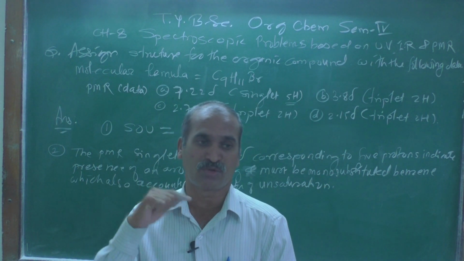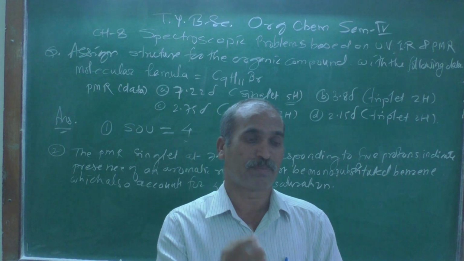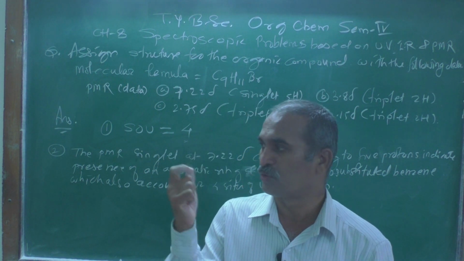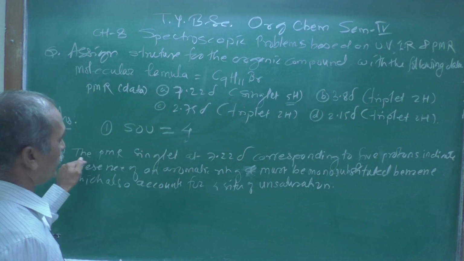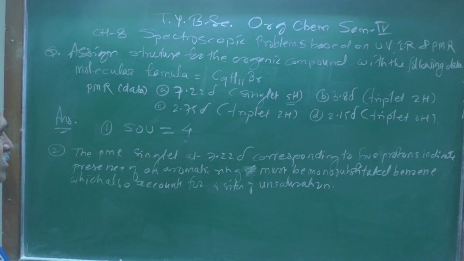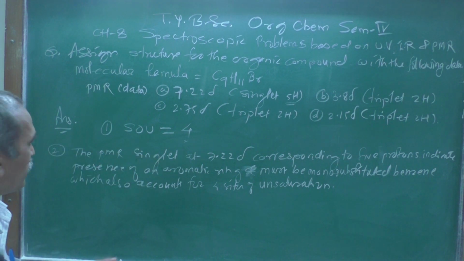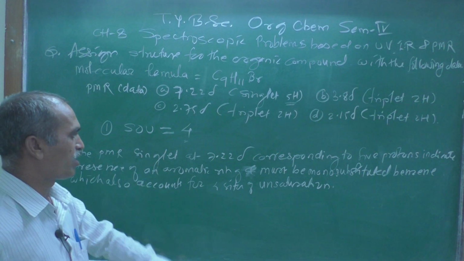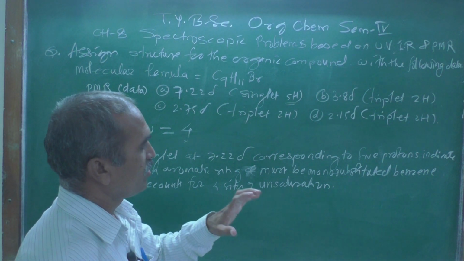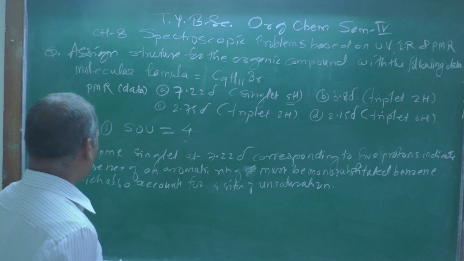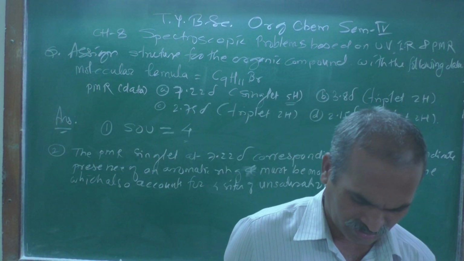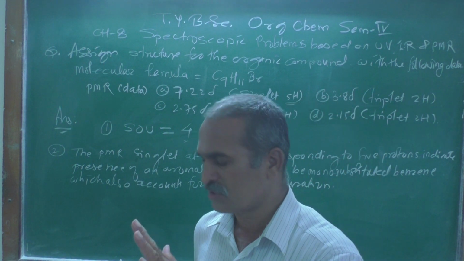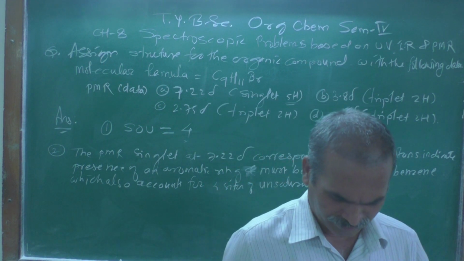So one of the hydrogen atoms gets replaced by a substituent, which we are going to find out. But from this we come to know that the PMR singlet at 7.22 delta corresponding to 5 protons indicates the presence of an aromatic ring and must be a monosubstituted benzene, which also accounts for 4 sites of unsaturation. This is the point we got here.